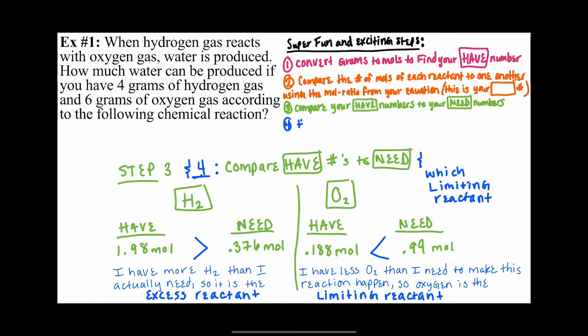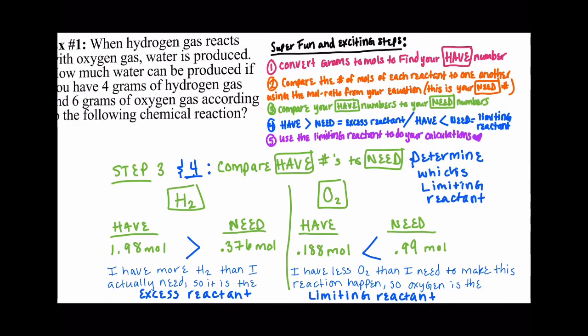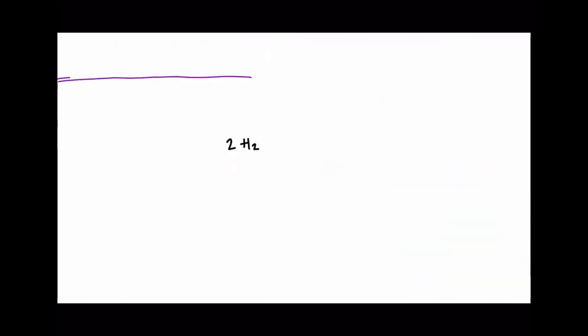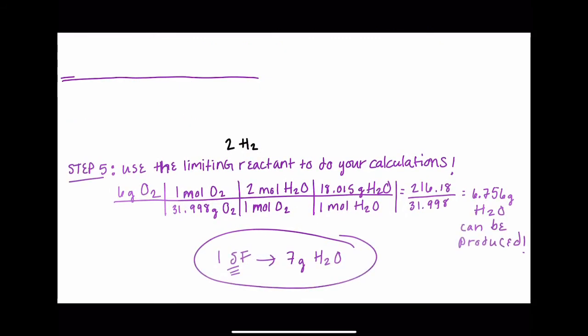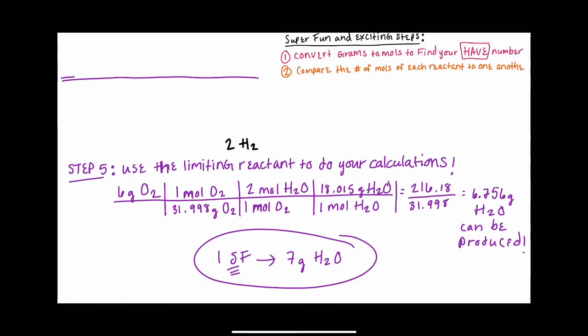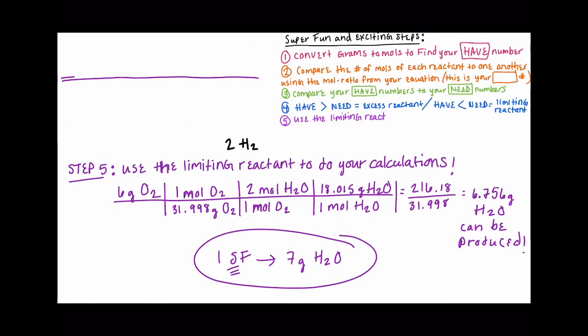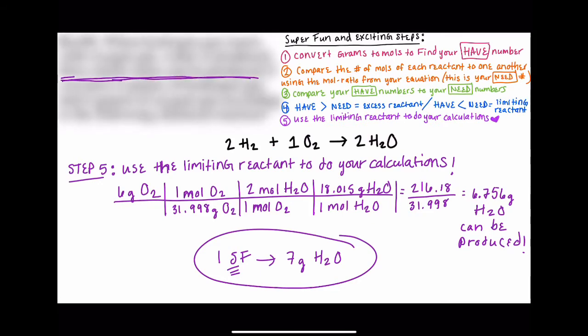Okay, this is steps 3 and 4. They kind of happen together. So you can see that all I'm doing is using greater than and less than signs to compare how much I have to how much I need. If you look at hydrogen gas, I have 1.98 moles, which is bigger than 0.376. That means I'm going to have that left over, and that means that oxygen is actually my limiting reactant.